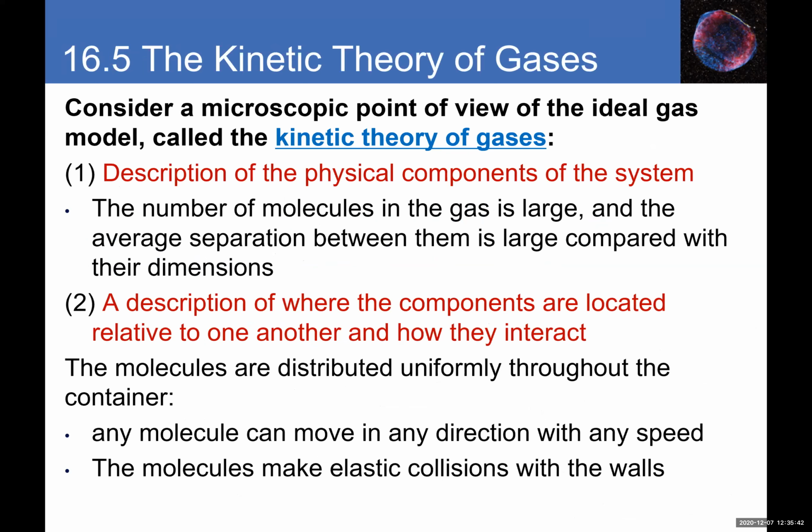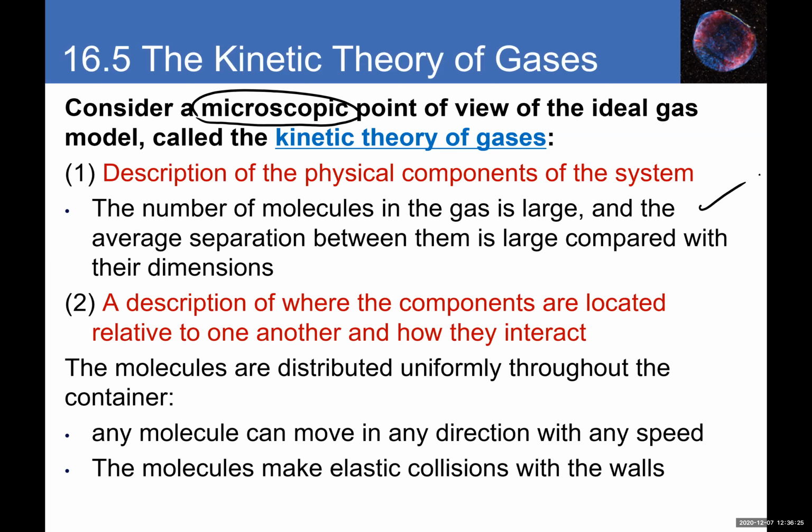Okay, that means there's one thing that we're going to have to consider. This is looking at, instead of macroscopic, which was the previous section, a microscopic description, which is what happens to the molecules individually. So we have to check this, right? And then number 2 says the description of where the components are located relative to one another and how they interact. So basically the molecules are distributed uniformly throughout the container. Any molecule can move in any direction with any speed. So they can move randomly with any speed.